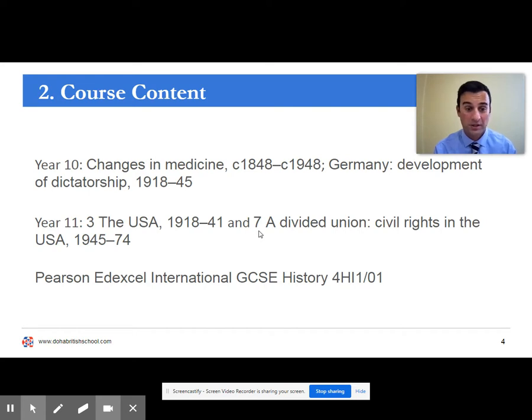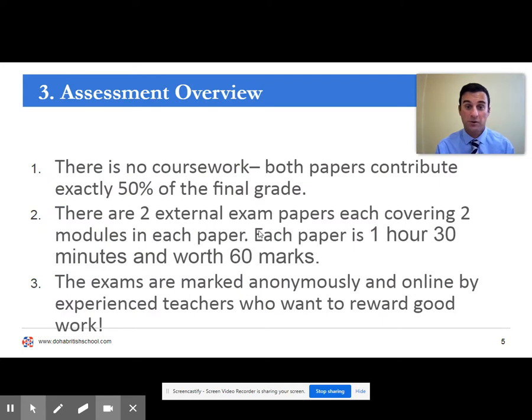The exam board we use is Pearson, Edexcel, International, GCSE, History, and there is the reference code for the paper. There is no coursework. It is all examined by external exam, with both papers contributing 50% of the final grade. It's 2 external exams carried out at the end of Year 11, and both papers cover 2 modules. And each paper is 1 hour 30 minutes and is worth 60 marks. So it's 120 marks in total are available for this paper.